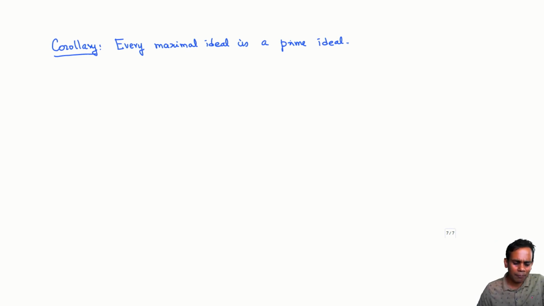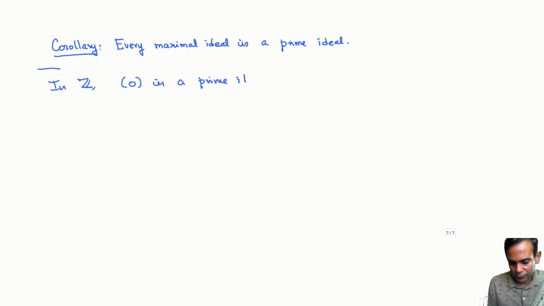Let's look at some examples of ideals which are prime but not maximal. Now if you look at the integers, 0 is a prime ideal that is not maximal. This is just because the integers themselves form an integral domain. But it's not maximal because it is contained in lots of ideals. All the other ideals of Z contain 0.